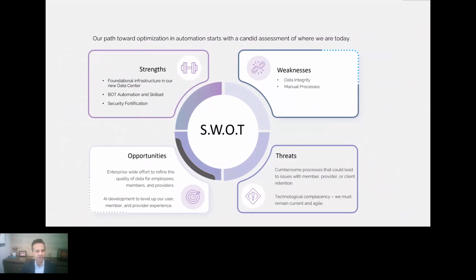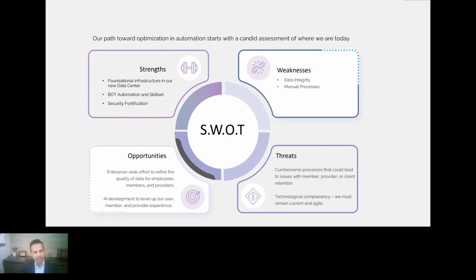So, what were our strengths? Foundational infrastructure in a new data center. As I said, I joined 2.5 years ago, and the very first task was to move our data center because it had a lot of technical debt. So the very first thing we did was move the data center, move the call center to the cloud, and move the data warehouse to the cloud. That gave us a very strong basis on which we could stand.